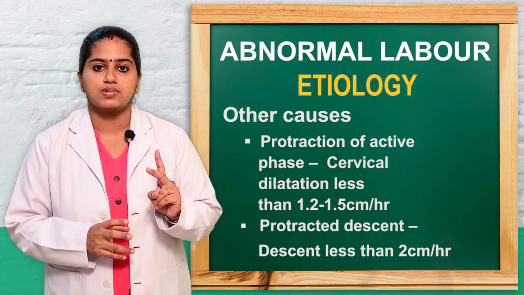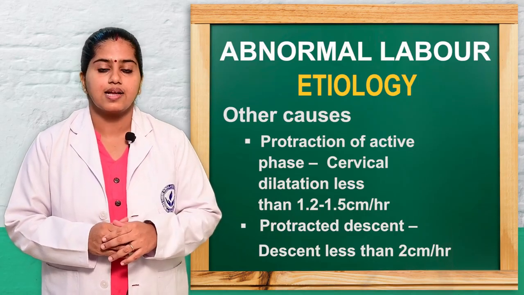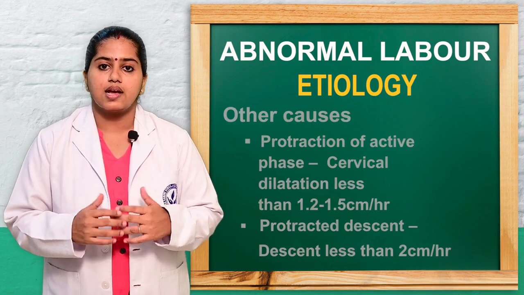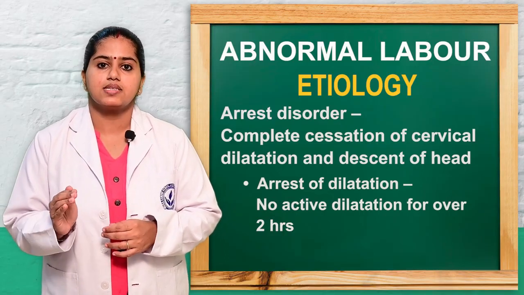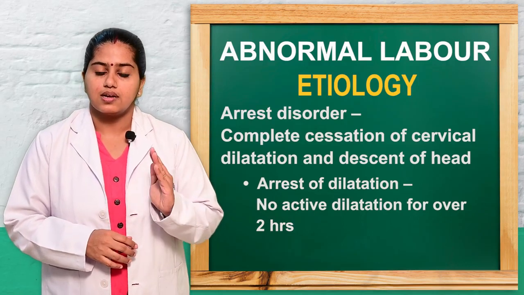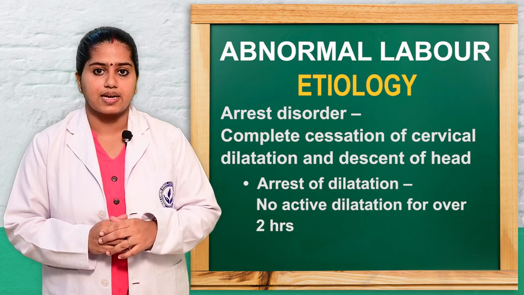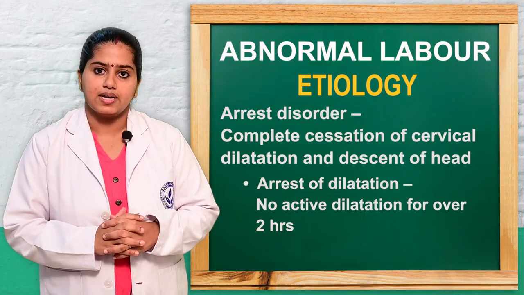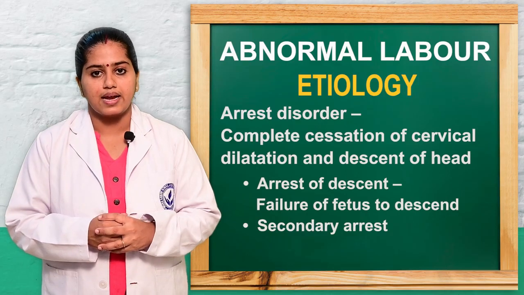Protraction of descent comes under the second stage. When the descent of the head is less than 2 centimeter per hour, then it is known as protraction of descent. Then the other condition is arrest disorder. In arrest disorder, you see complete stoppage of cervical dilatation, or of descent of the head. Arrest of cervical dilatation means complete cervical dilatation will not take place. Arrest of descent means there is no descent of the head when we are going with the observation.